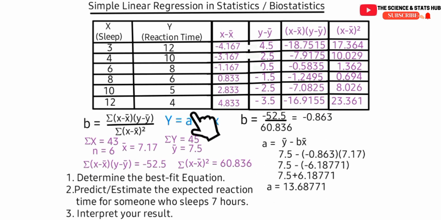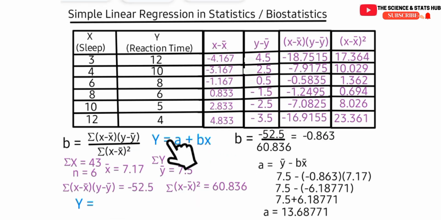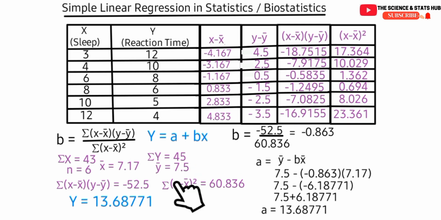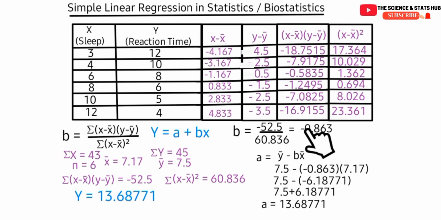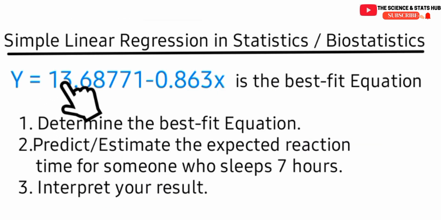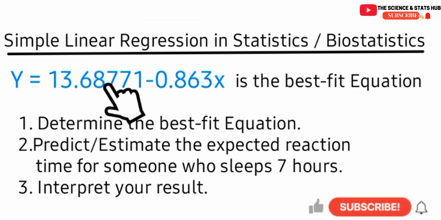So we can determine the best fit equation by substituting a and b values into our regression equation. We have y equal to a value is this, b value is this. So y equals 13.68771 minus 0.863x is the best fit equation.